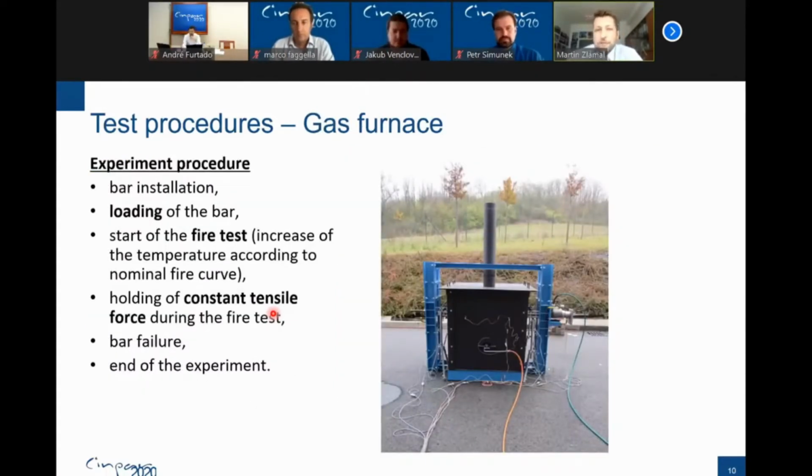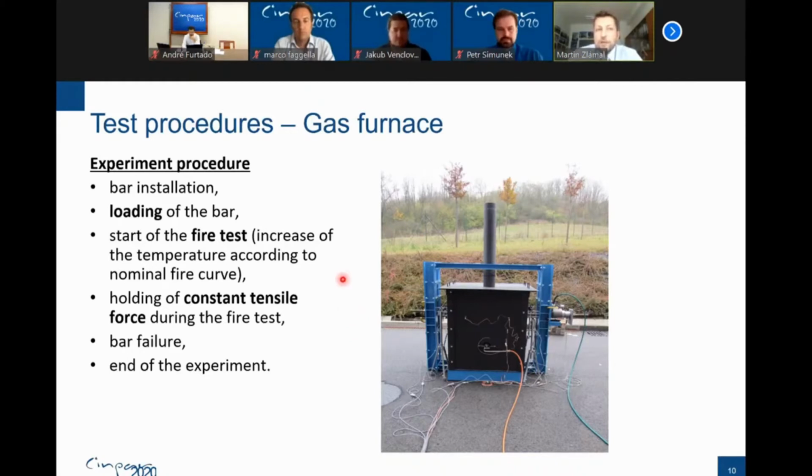So as I said, we built this furnace. You may see the black furnace in the middle of this picture, and around it we built this loading frame. Again, the first step is installation of the bar, and then we start with the loading of this bar. After the stabilization of the strain and the stresses inside the reinforcing bar, we start with the fire test.